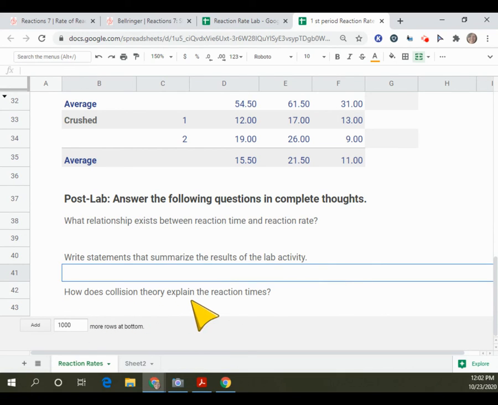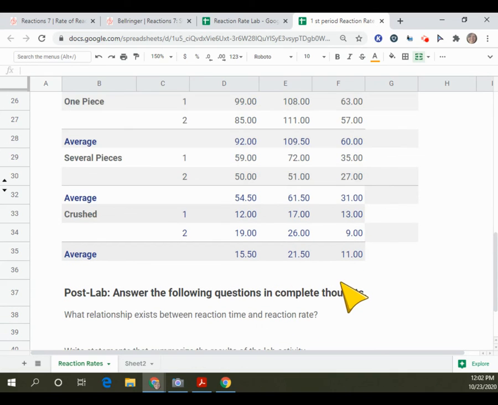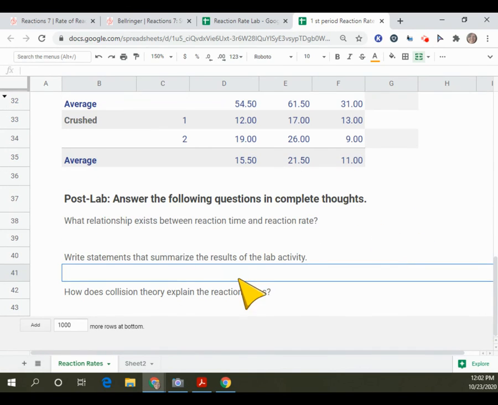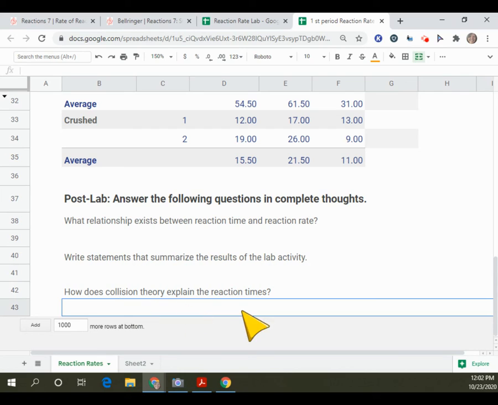How does collision theory explain the reaction times? So what you're really looking at, if collision theory is atoms move around and they have to run into each other to make a reaction, are atoms moving around faster in cold water or warm water? Think about that. What has more energy, cold water or warm water? Okay, all right, so answer these questions. And that's this one. How does collision theory explain reaction times? All right.